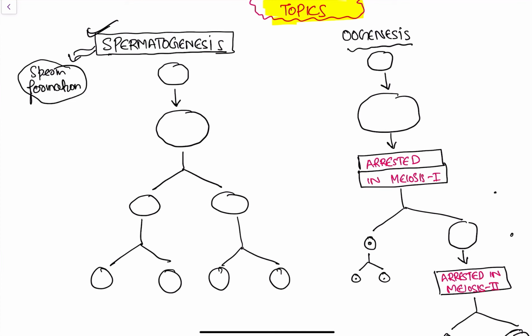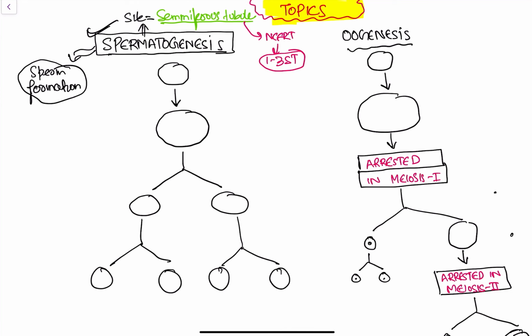And you know that the site of spermatogenesis is the seminiferous tubules, which are coiled tubules in the testes. And remember from your NCERT that there are 1 to 3 seminiferous tubules in each lobule.